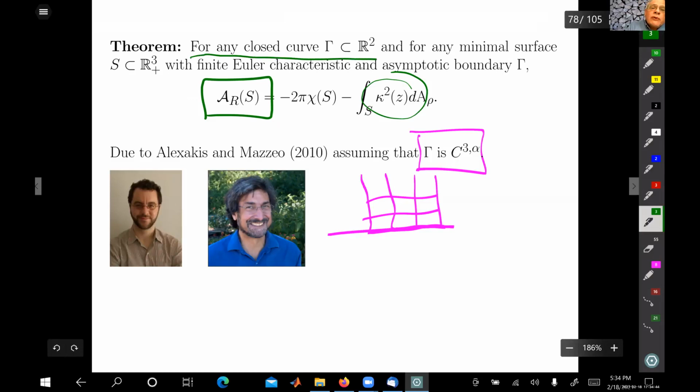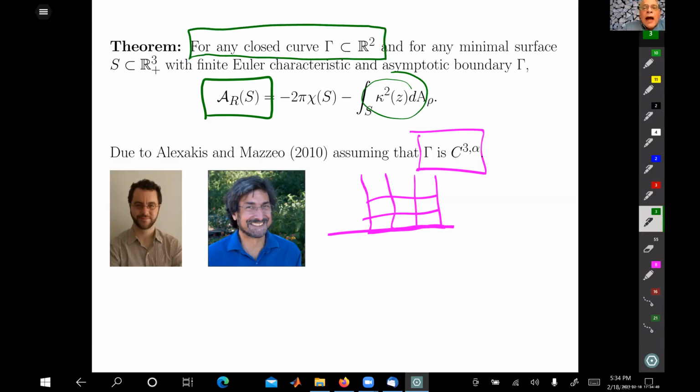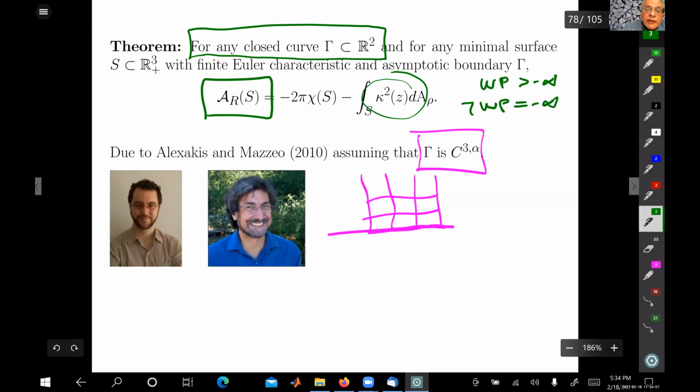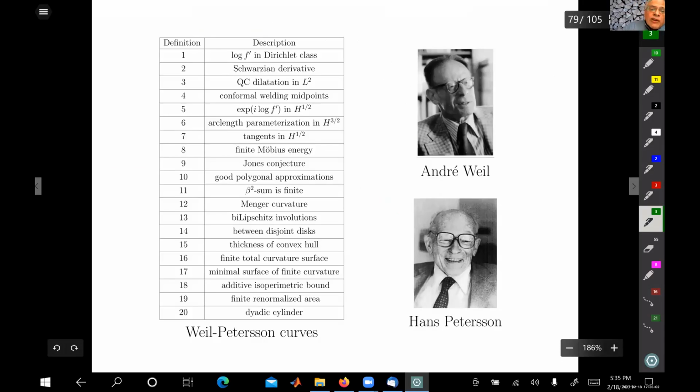And so in my results, it's just for any closed curve, a fractal, anything. What happens though is that both these sides are finite if you're Weil-Petersson. These are bigger than minus infinity. And if you're not Weil-Petersson, it's equal to minus infinity. And that's the theorem.